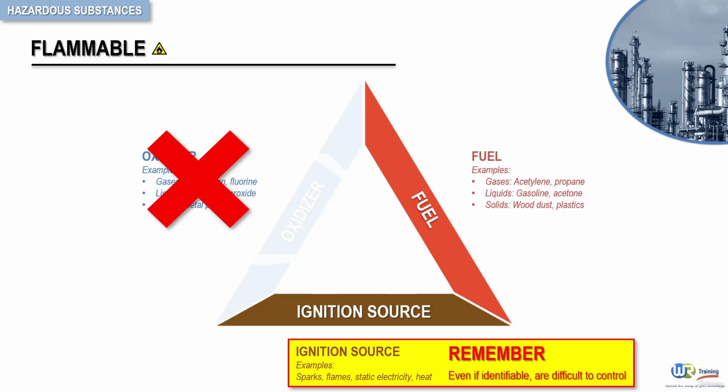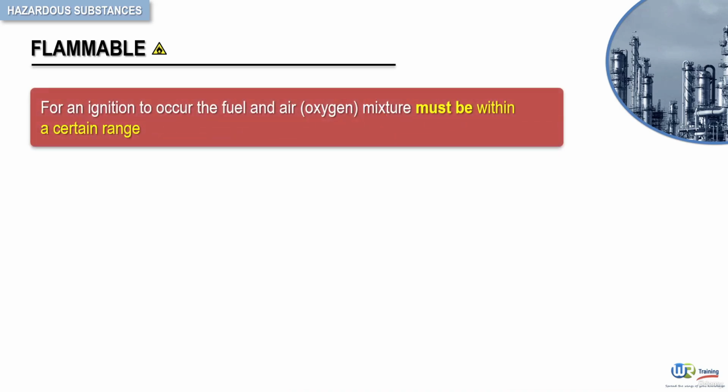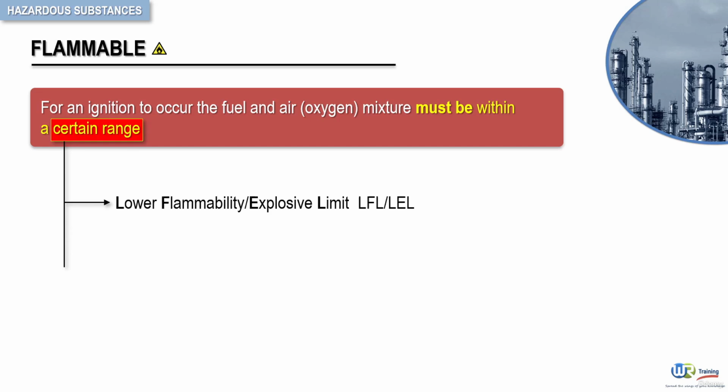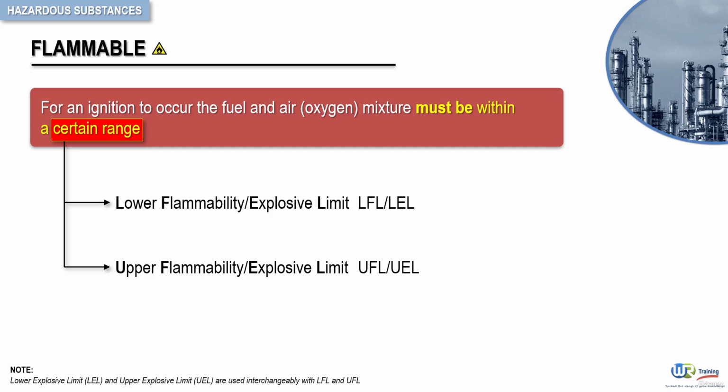Keep in mind here, the combustion always occurs in the vapor phase. Liquids are volatilized and solids are decomposed into vapor before combustion. In addition, for an ignition to occur, the fuel and air or oxygen mixture must be within a certain range. This range is determined by the lower flammability limit or lower explosive limit and upper flammability limit or upper explosive limit. Note here that the lower explosive limit LEL and the upper explosive limit UEL are used interchangeably with LFL and UFL.